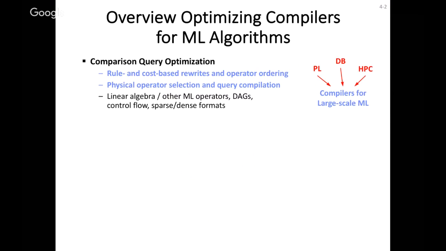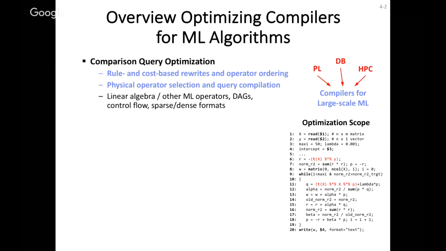It is interesting to notice that a lot of those optimizing compilers for machine learning programs share a lot of commonalities with traditional query optimization. For example, you see similarities in terms of rule-based and cost-based rewrites and operator selection, but also in providing different physical operators. However, the operations are, of course, very different. We deal with linear algebra operations over DAGs, not just trees. We deal with conditional control flow and very specific sparse and dense matrix layouts.